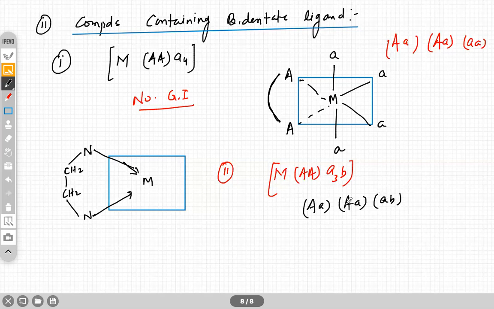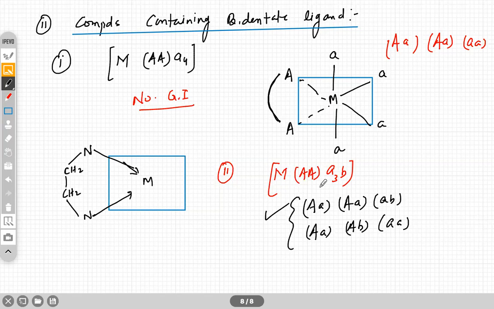See, this is not the method. It is not given in the book. But to understand, or to save time to count the number of GI, it is always better to draw the structure in the exam. Okay. Another one is what? AA we write as it is. With A we'll write down B, and then AA. And we do not have any other possibilities. So 2 GI are possible for this one.